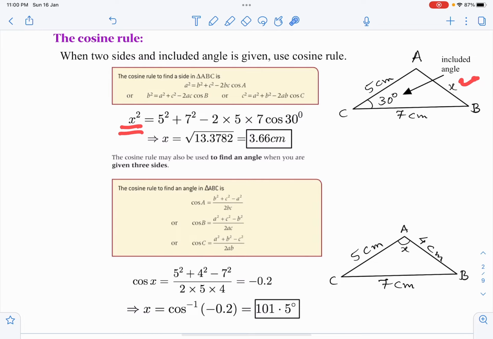So x square is equal to 5 square plus 7 square minus 2 times 5 into 7 into cos of 30 degrees. Okay, so always remember, those whose squares is taken, they are always together. So 2 times 5 into 7 cos of 30. My answer is 13.3782. So I'll find the square root of it because it is x square. So its square root is approximately 3.66 centimeter. Okay, so I got the answer in this way.